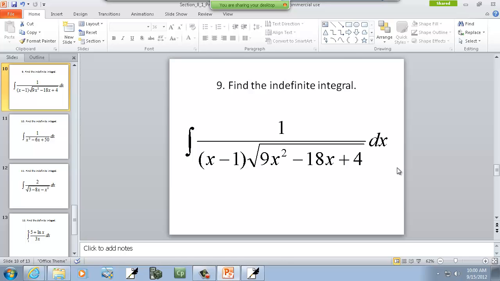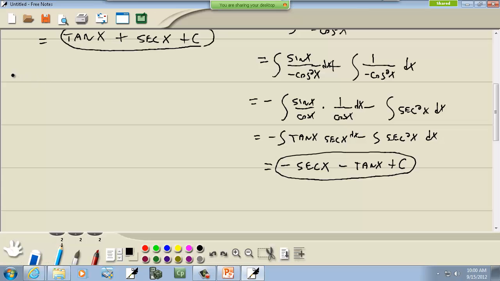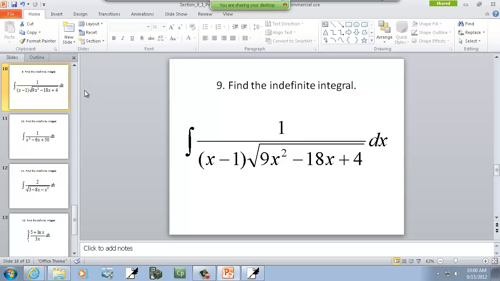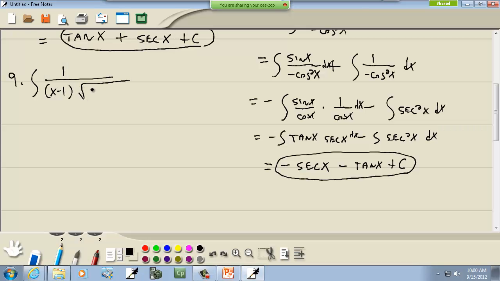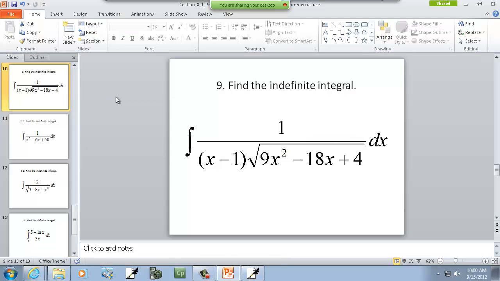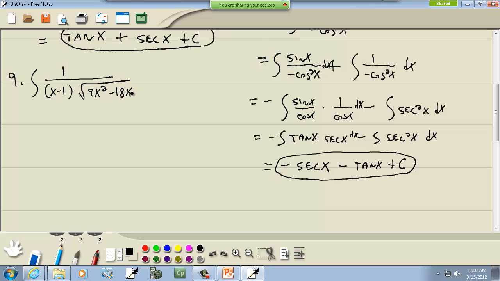And let's take a look at this one. Integral of 1 over x minus 1 square root of 9x squared minus 18x plus 4 dx. Okay. We got a radical, so we set u equal to what's under the radical. We do that, du would be 18x minus 18.